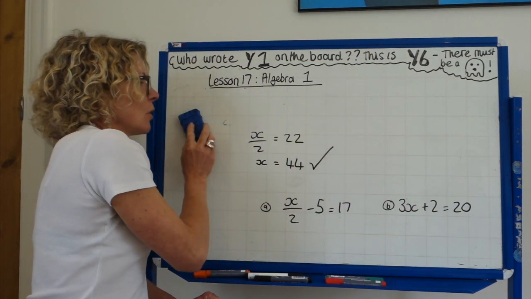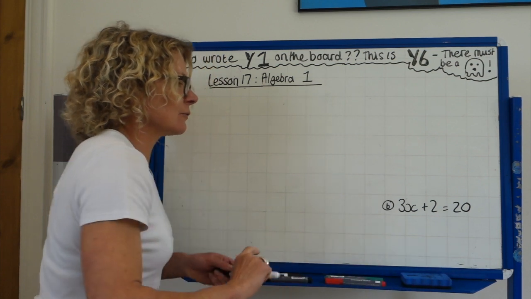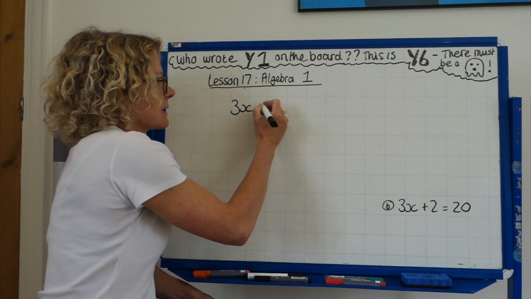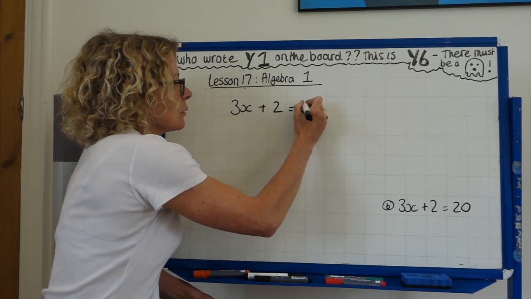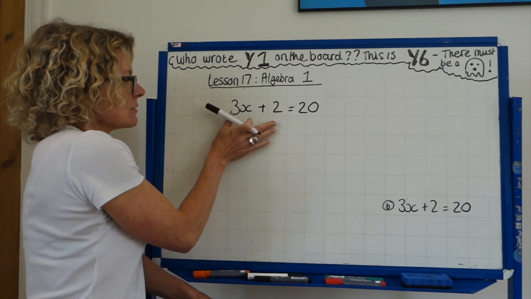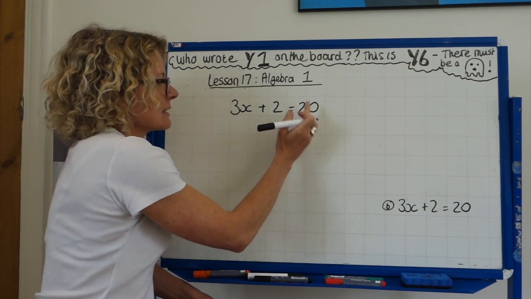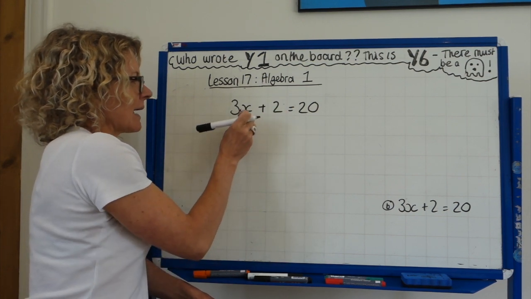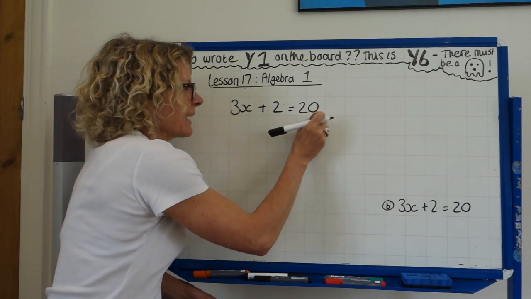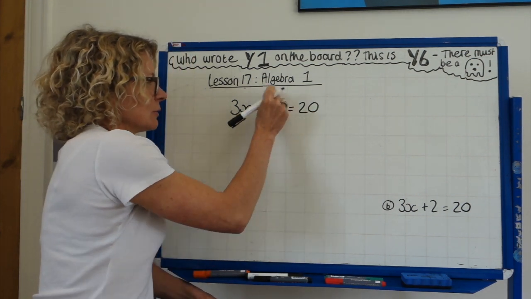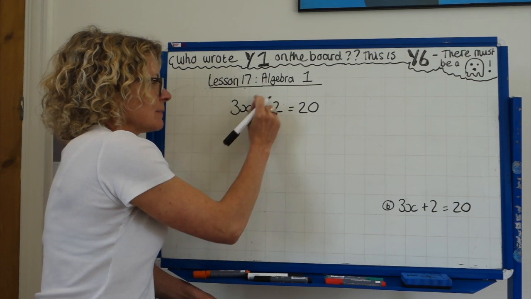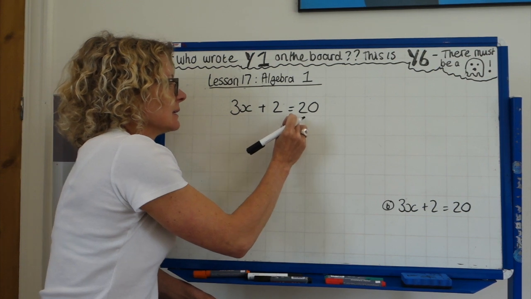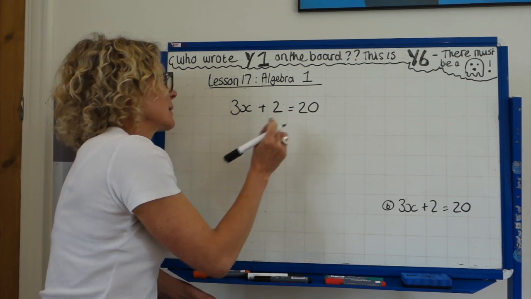Right, let's do this last one. Done that one. 3x plus 2 equals 20. So 3 times x, 3 lots of x, plus 2 equals 20. Okay, so this side of the equation equals that side, as if that were the middle of your seesaw. Okay, we need to get x on its own to find out what it is equal to. So we need to do the opposite operation with these bits of maths to work out what the x is, okay? So 3x plus 2 equals 20.